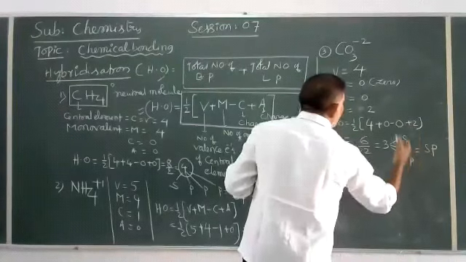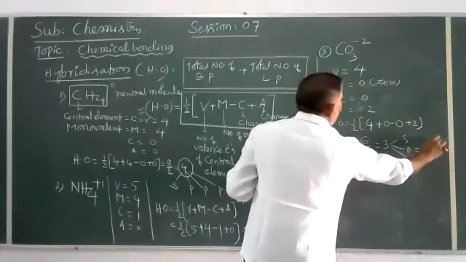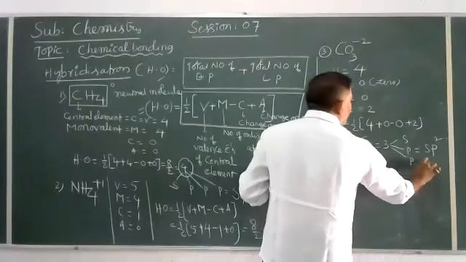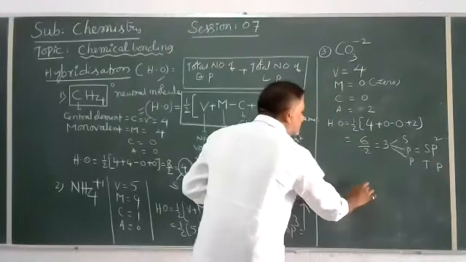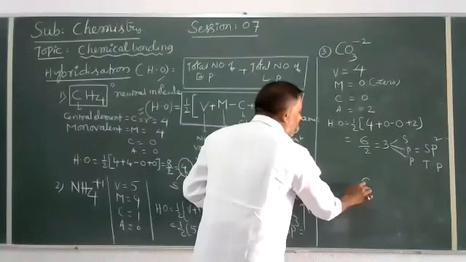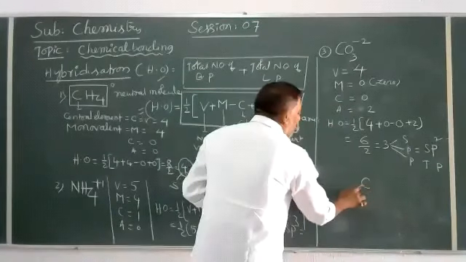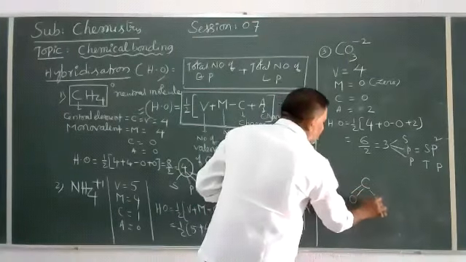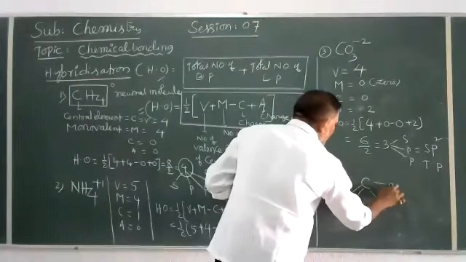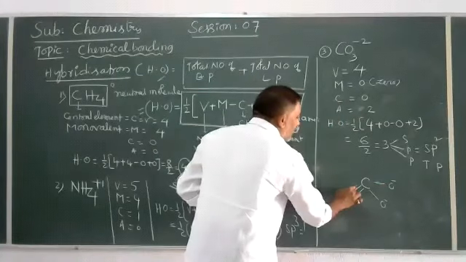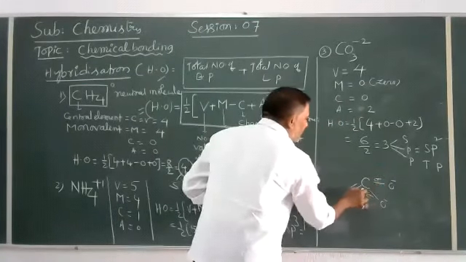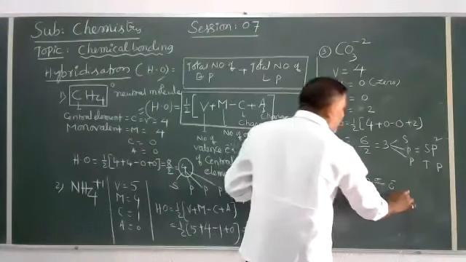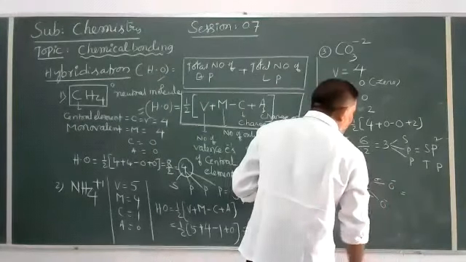The hybridization of carbon in the carbonate ion is sp2. It is trigonal planar. Around carbon, 4 electrons are there. One is a double bond. This is the O minus and this is the O minus. The number of sigma bonds is 3. Pi bonds are not involved in hybridization. That's why the 3 sigma bonds are there.